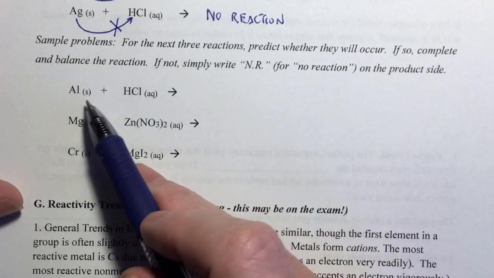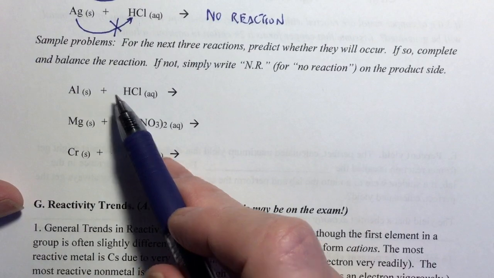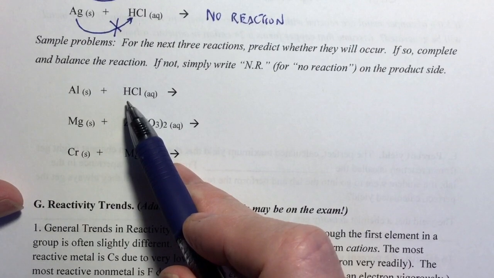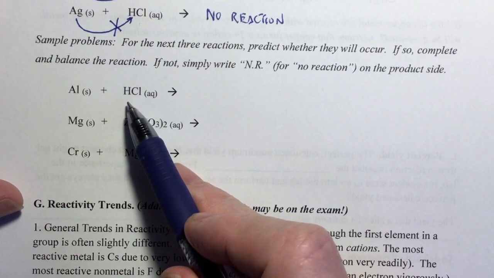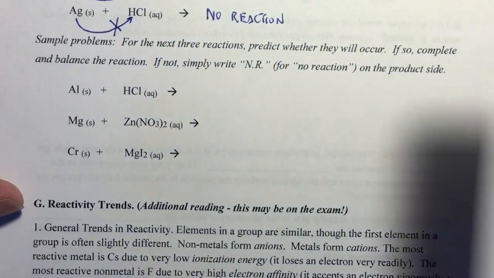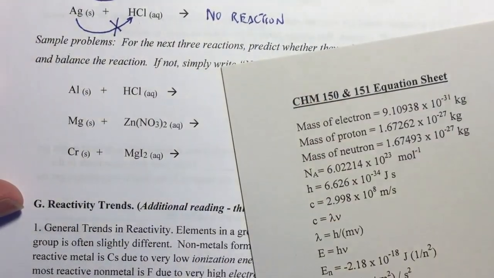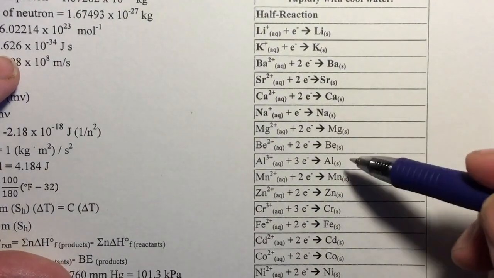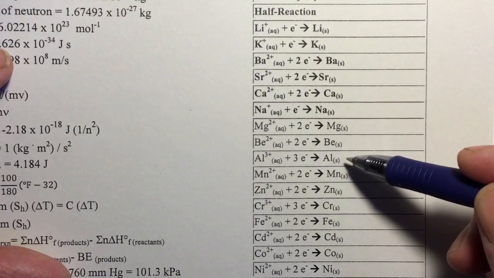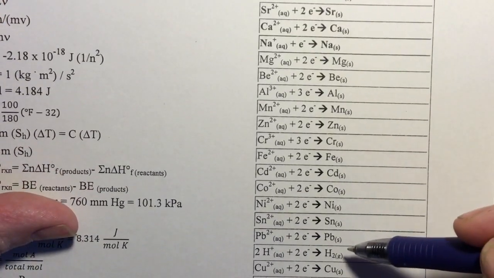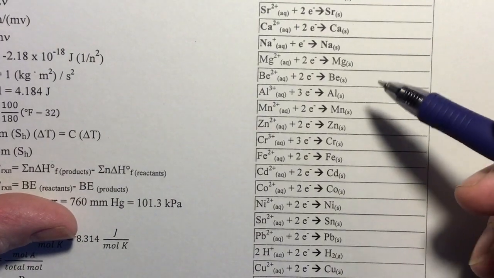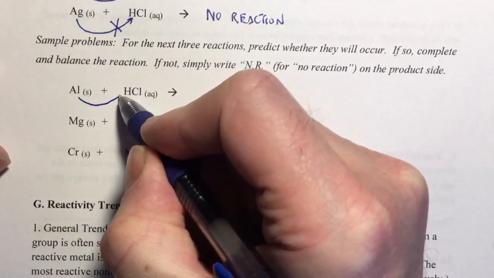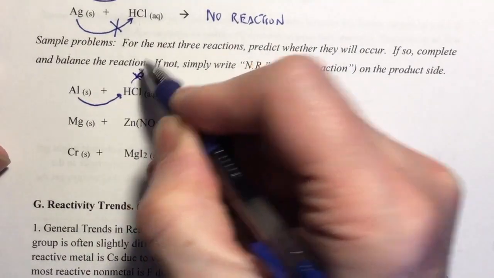So single replacement reaction, how do I know if it's going to take place? If the single standalone element is more active than the element that it's going to replace, then the reaction will occur. So let's compare aluminum and hydrogen on our activity series. And we see that aluminum is right here, but hydrogen is way down here. So aluminum is more active than hydrogen. So yes, this will take place.